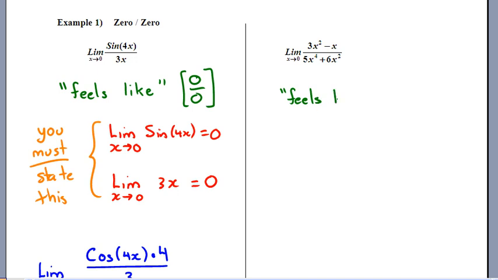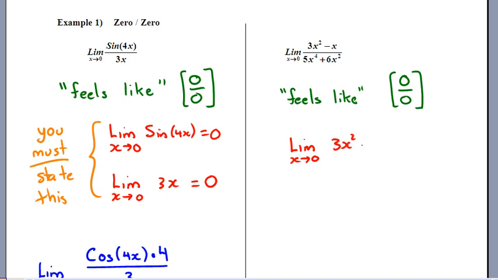This thing feels like, if you try to do direct substitution, it feels like a 0 divided by a 0 when we let x approach that particular value, which just happens to be a 0. So I would have to do this. I would have to say, hey, look, here's what I've noticed. And if I don't write this out, my solution is not correct.